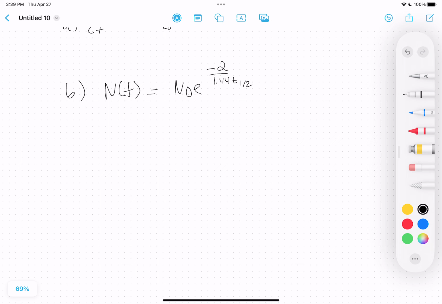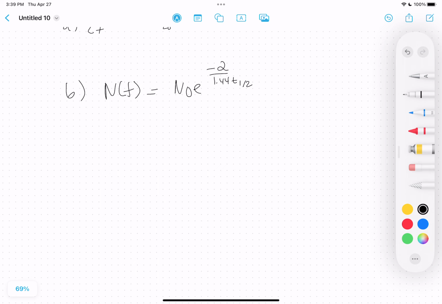And we know the rest of this, right? We know the rest of that. So we have e to the negative 2 over 1.44 times the half-life. If we figure that out, we can set that equal to NT over NO, right? Then we can figure out our percentage. So then, did I calculate this right? Yep. Looks good to me.